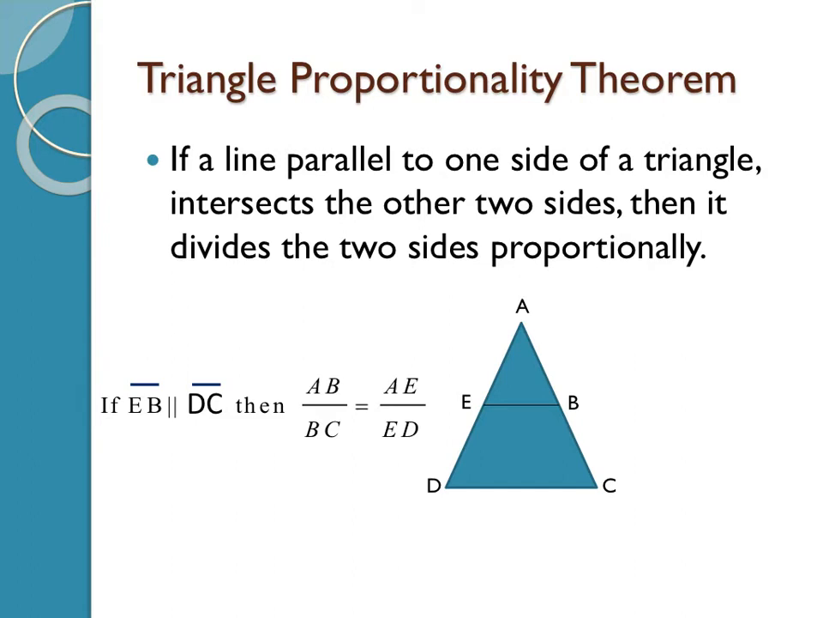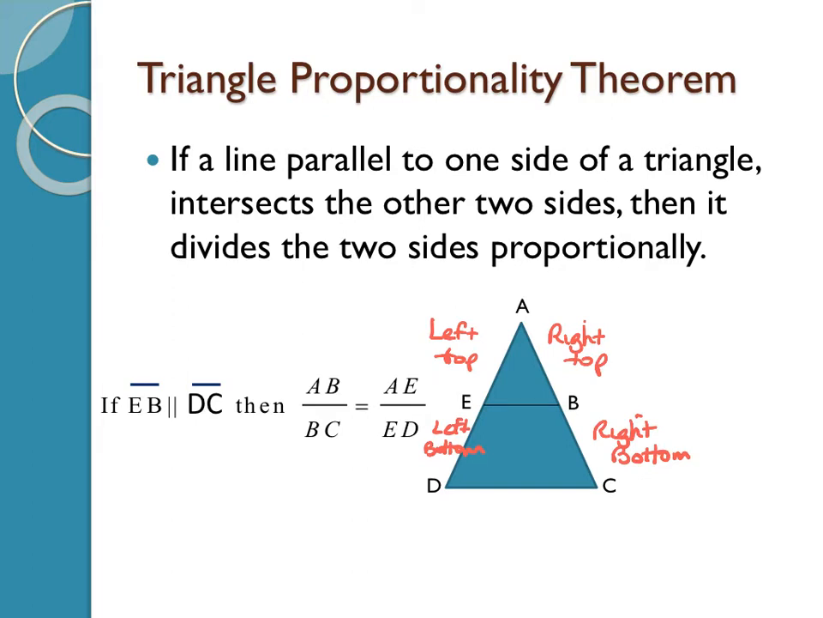So I'm going to refer to this as the left top. This would be the right top. This would be left bottom. And this would be right bottom. Because what the theorem states is it divides the sides proportionally.